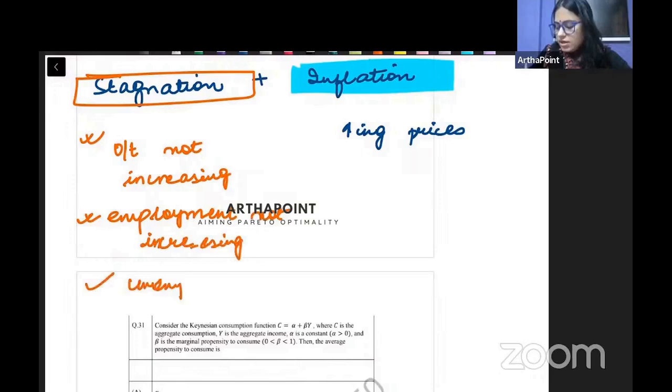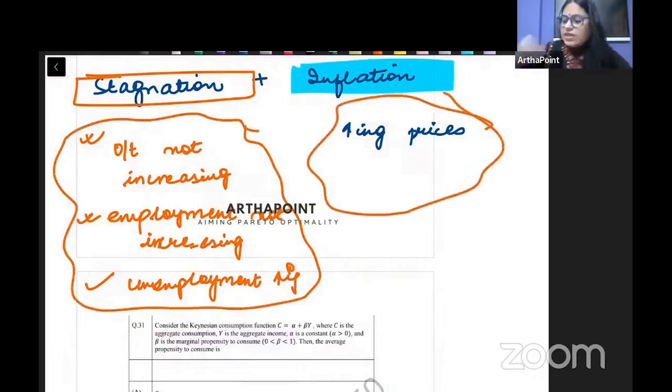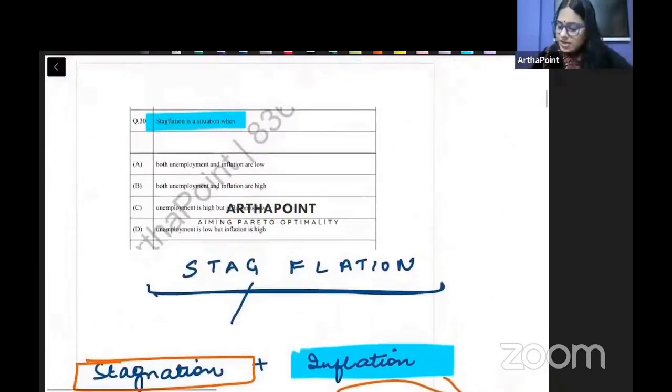Unemployment increasing. ये हो गया stagnation. So you have these stagnation features and you also have increasing prices. जब ये दो चीजें combine हो जाती हैं, when these two things combine, stagnation. So what will be the answer to this question?